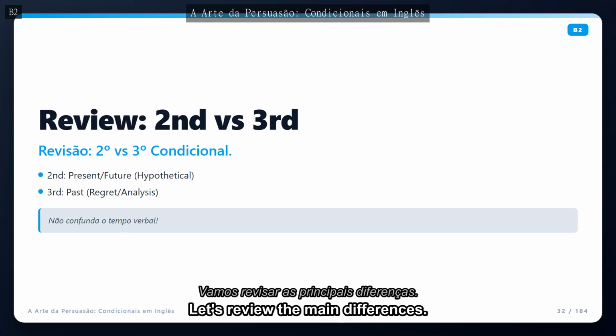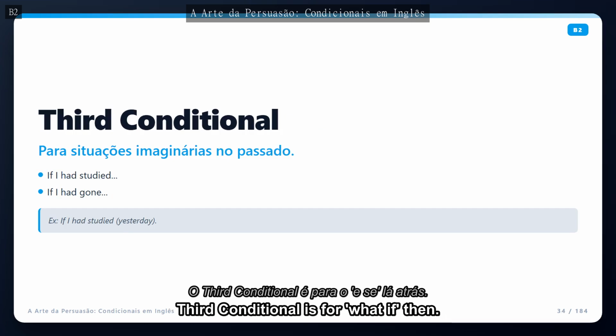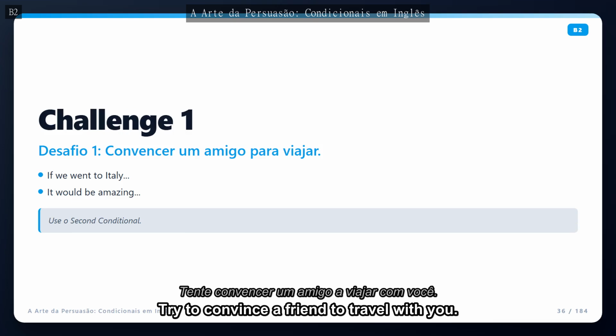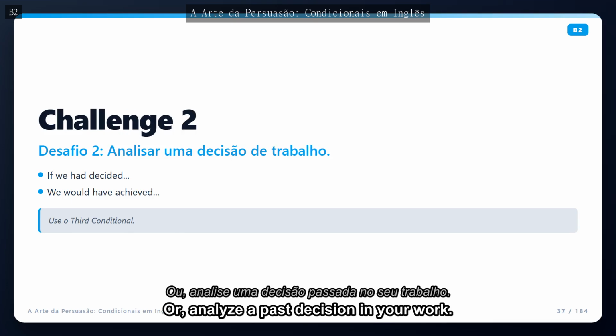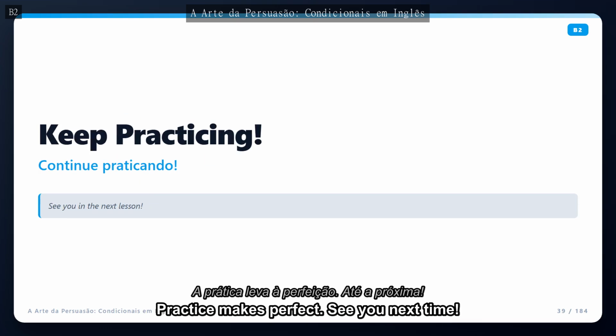Let's review the main differences. Second conditional is for what if now. Third conditional is for what if then. Now, it's your turn to be persuasive. Try to convince a friend to travel with you, or analyze a past decision in your work. Remember, persuasion is about possibilities. Practice makes perfect. See you next time.